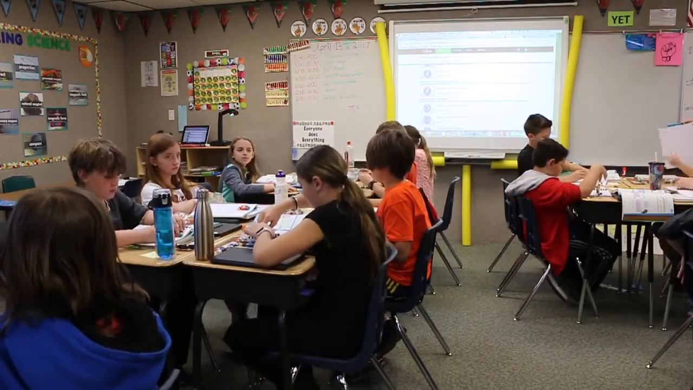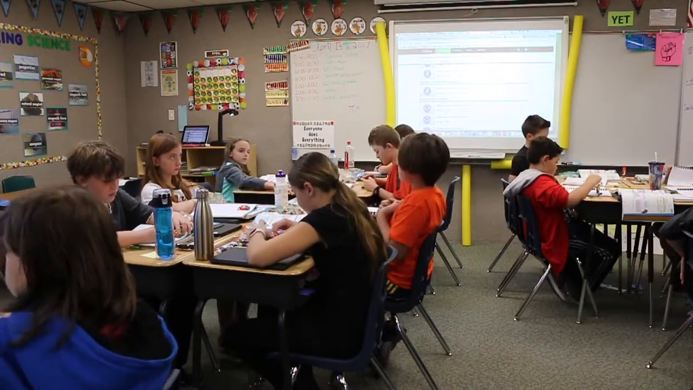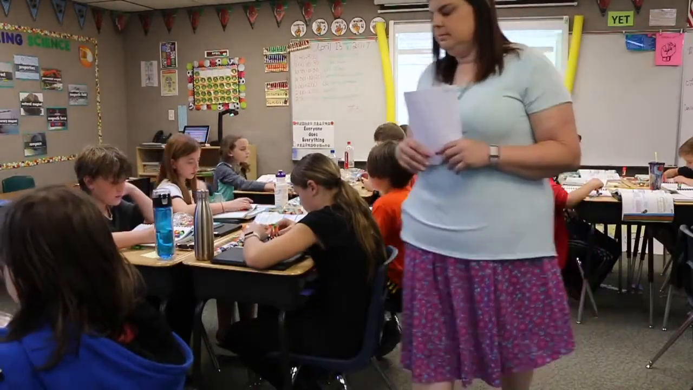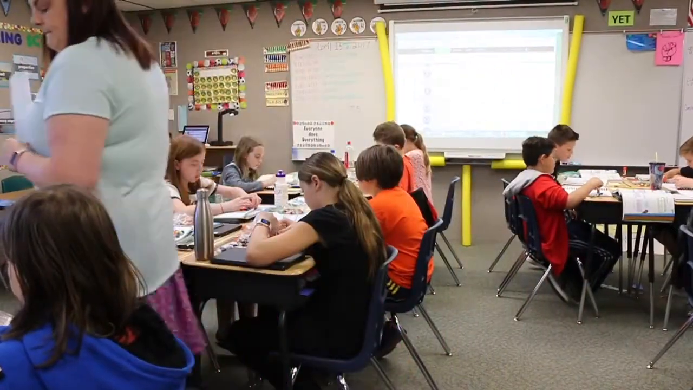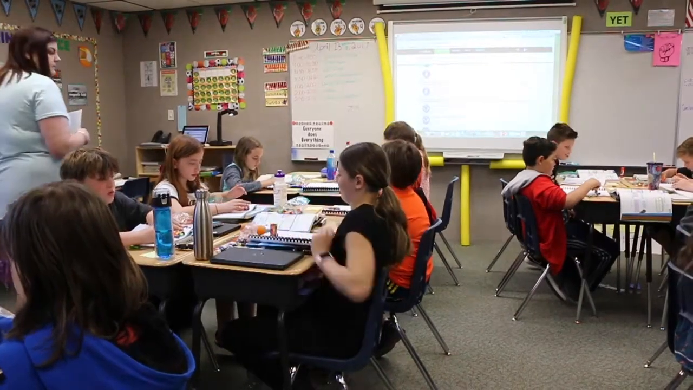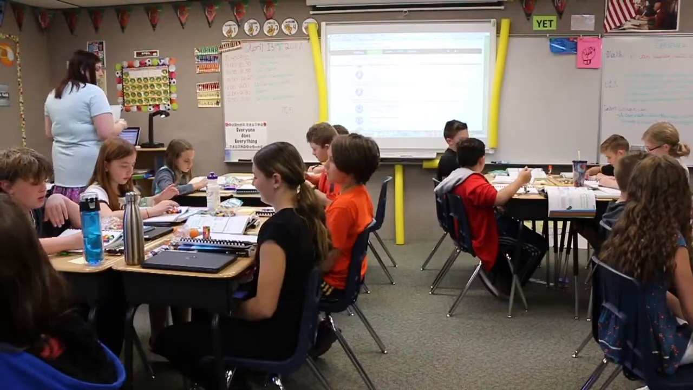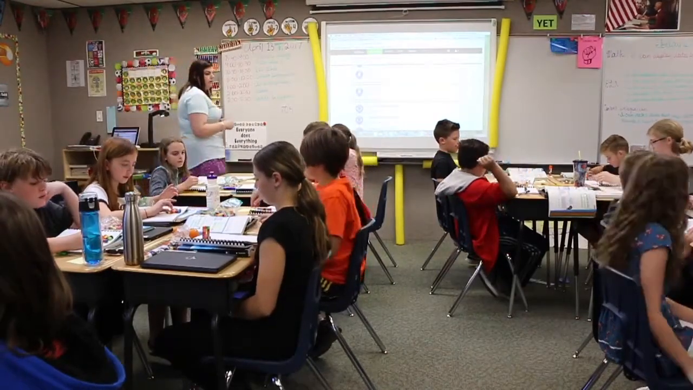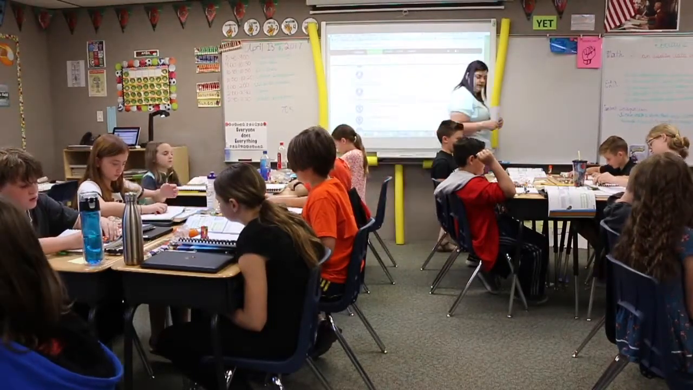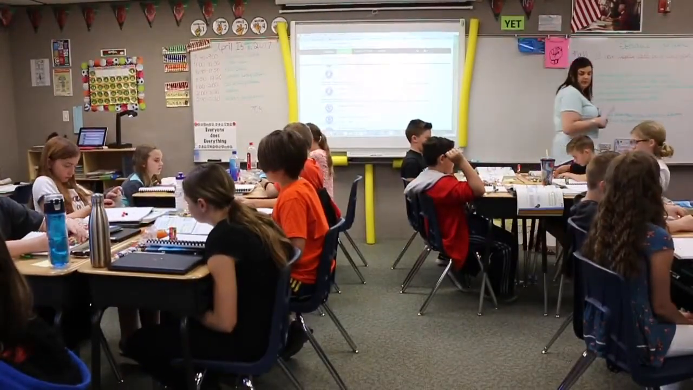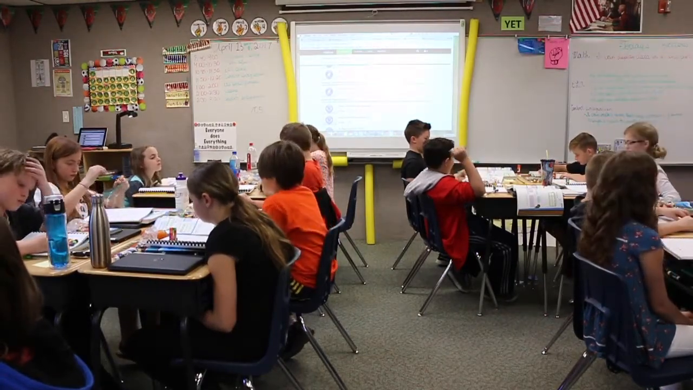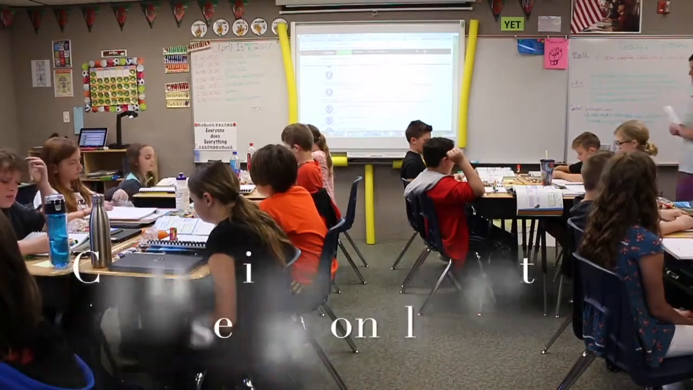So let's double check. Let's count how many cubes we have total to see if we have enough data. So count all your cubes. Everyone, how many cubes did you have total? 20. 20, that represents the 20 people that are here today that we have data points for. So now we did this physically with our cubes. I want you to represent this on your line plot that we have in your journal.